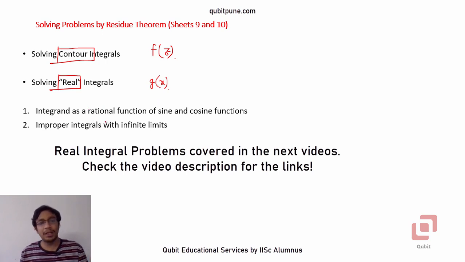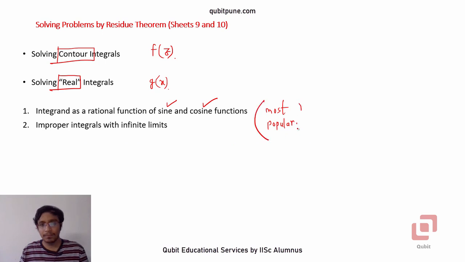Type 1 is when the integrand is a rational function of both sine and cosine functions. Okay, this is by far the most popular type as far as the exams are concerned, and we do occasionally use the residue theorem for finding improper integrals.